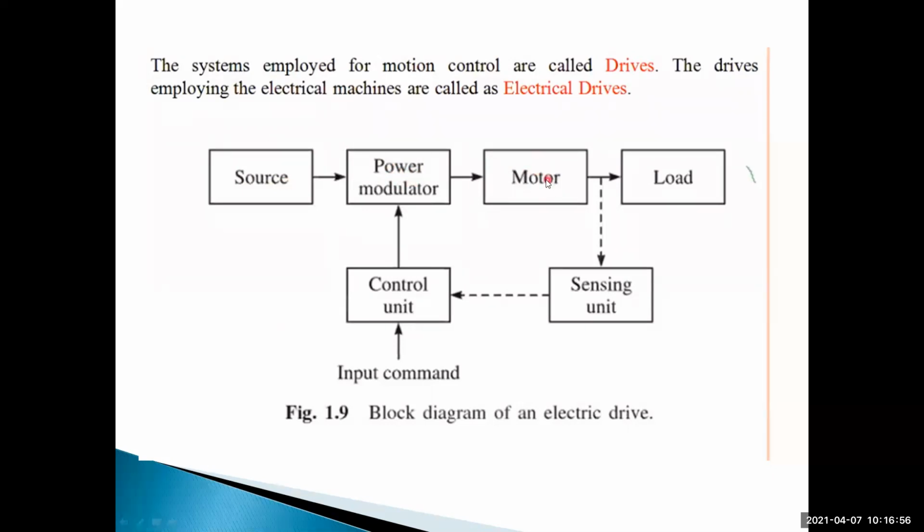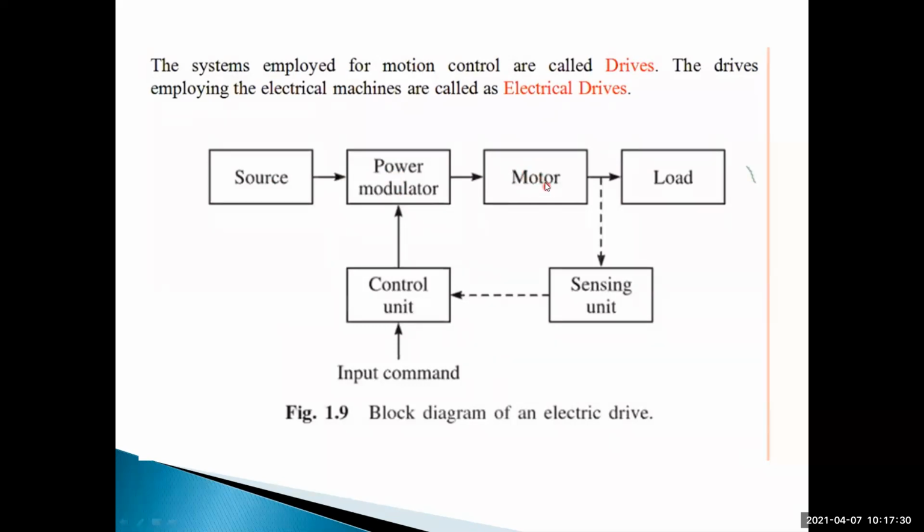So if the motor is DC and its input is also DC, the motor is a DC motor and the source is DC. In that case, the power modulator is called a chopper. A chopper is a fixed DC to variable DC converter, a DC to DC converter. Understood? That means the DC motor speed can be controlled by a DC chopper if the source is DC.